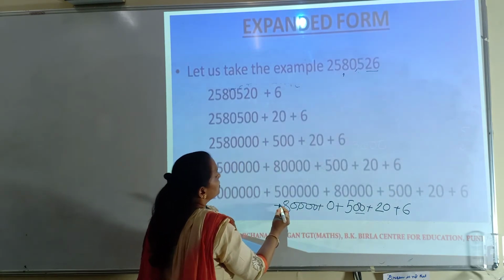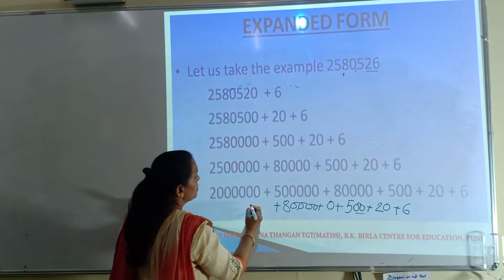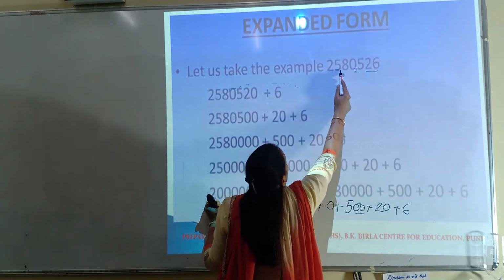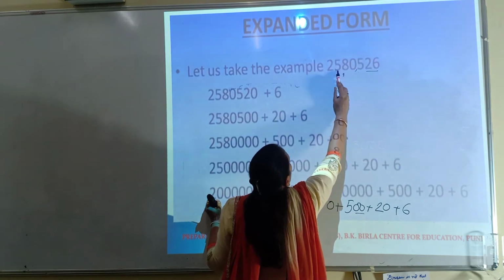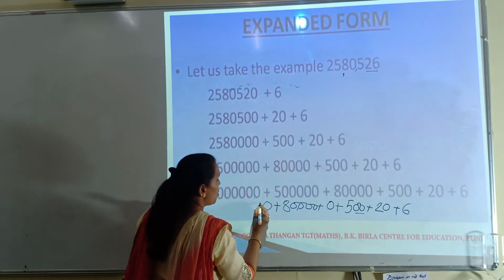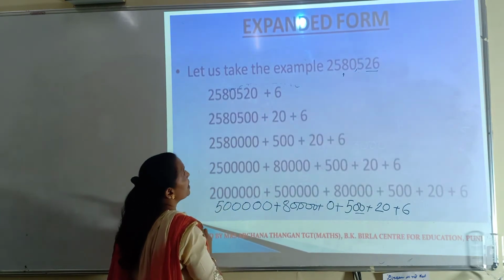Okay. Next I have a 5. How many digits are there to the right of the 5? 1, 2, 3, 4, 5. So 5 zeros on 5. So this is a 5.